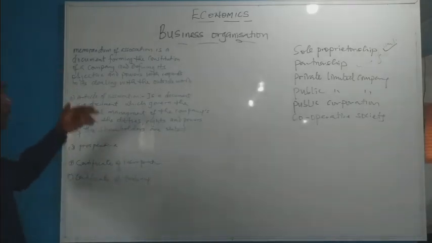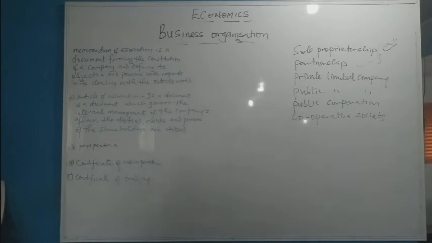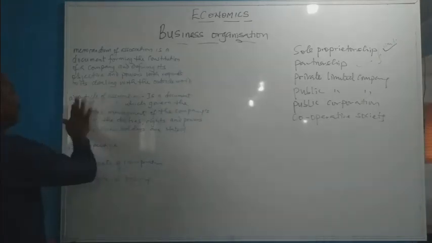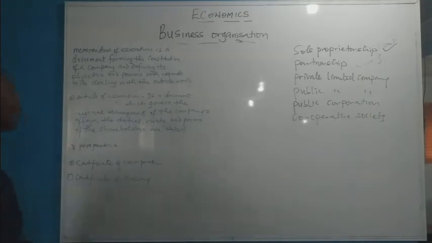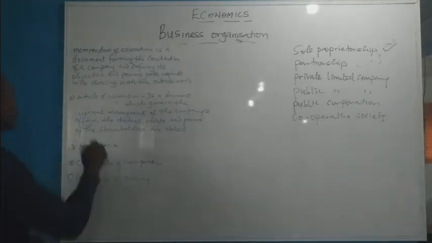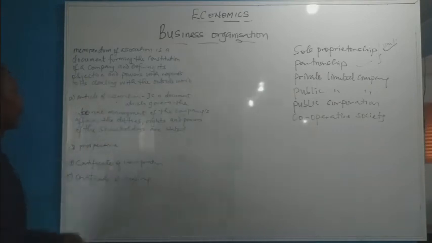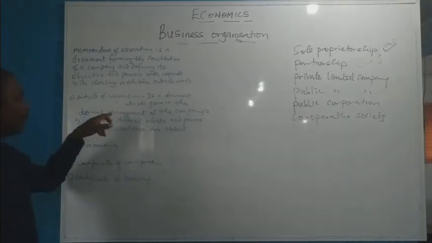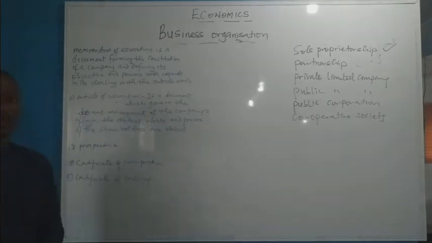Then after getting that, you also need what? An Article of Association. And what does it mean? An Article of Association is a document which governs the internal management of the company's affairs. The duties, rights, and powers of the shareholders are stated. That is the document, the Article of Association.